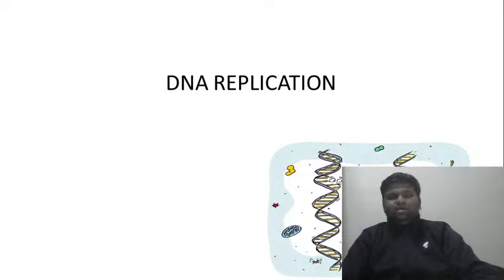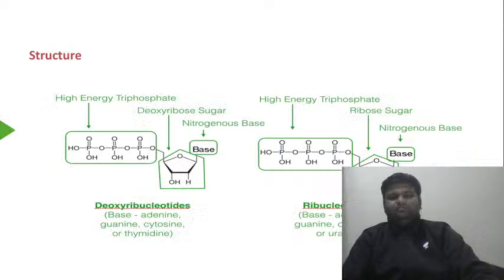So the topic is DNA replication. This is a very basic topic and it is a very important one. Basically, it is a process in which a single DNA molecule leads to the formation of two daughter DNA molecules. This occurs in the S phase of the cell cycle, and it is a very important process.